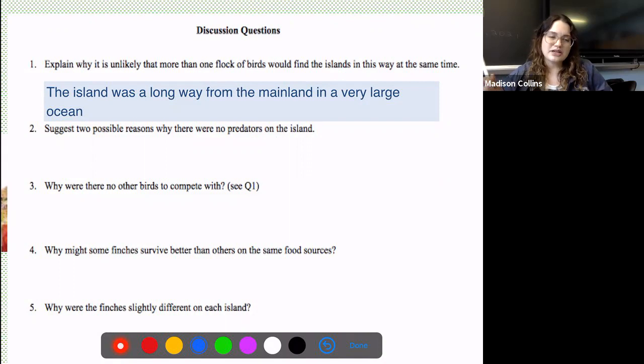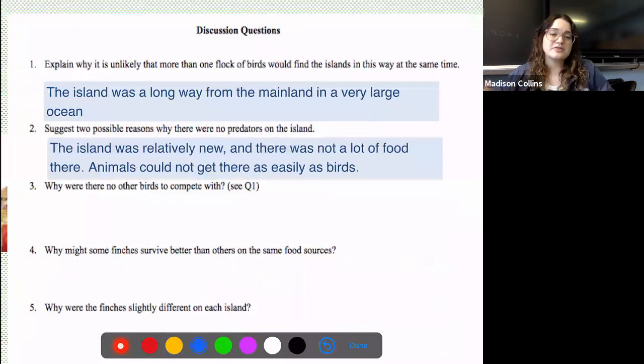But now number two, suggest two plausible reasons why there were no predators on this island. What do you guys think? Well, it's possible that the island was relatively new and there was not a lot of food yet there. But it's also possible that other animals could not get there as easily as birds, right? Thankfully, birds have wings, which allow them to fly places. But if you're a predator that does not have wings, you're probably going to have a tougher time getting to that island unless you can swim.